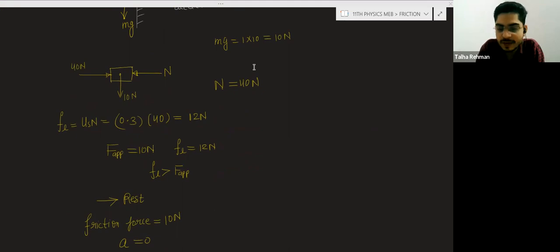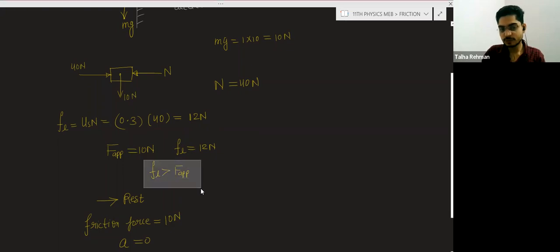Acceleration is zero. Why? Because block is not moving. That is why the acceleration is zero. And friction force here is 10 Newton. Why? Because here limiting friction force is greater than the applied force. And if this is the case, then applied force becomes the static friction force.